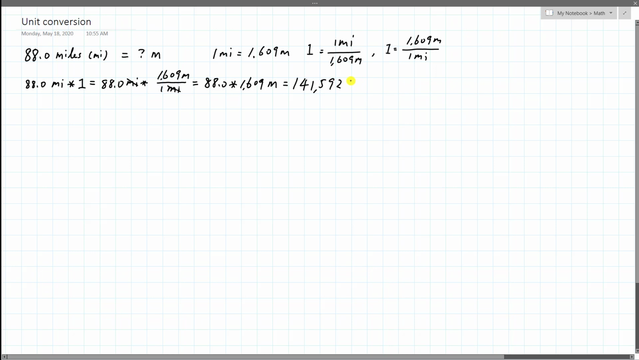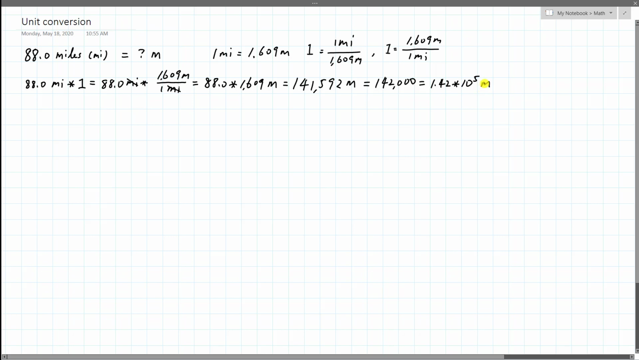141592. So that's in meters, and we want to round into 3 significant figures. So it's like 142000, except that these zeros are ambiguous whether they are significant or not. So we're turning them into scientific notation, moving the decimal place 1, 2, 3, 4, and 5 times. 1.42 times 10 to the 5 meters. Alright, so that's how I converted the units.